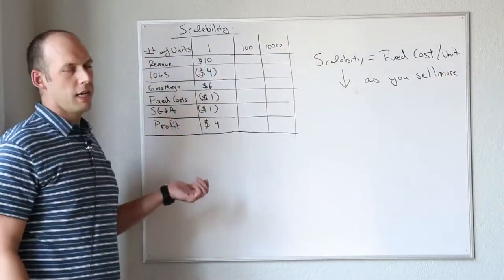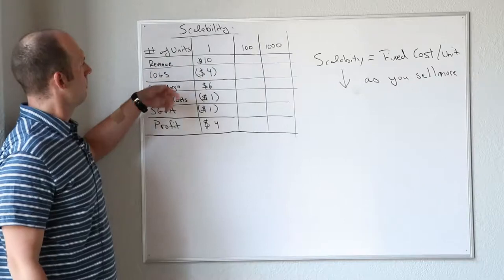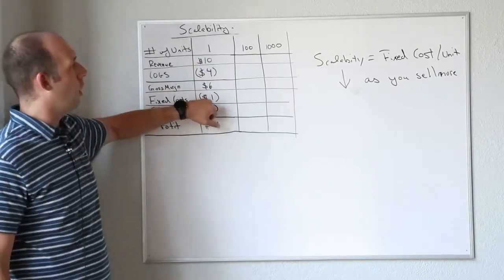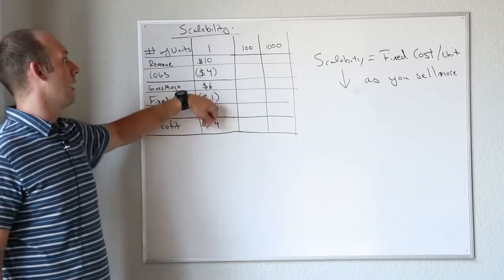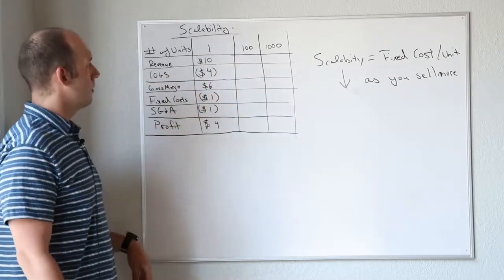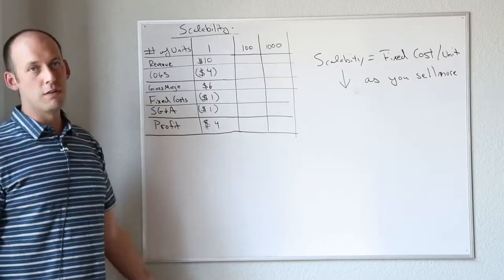Let's use our unit economic example from the previous video. So if you sold one hat for $10, you can see that your fixed cost is 10% of the revenue that you earn when you produce one unit. So now let's imagine that we sell 100 units.